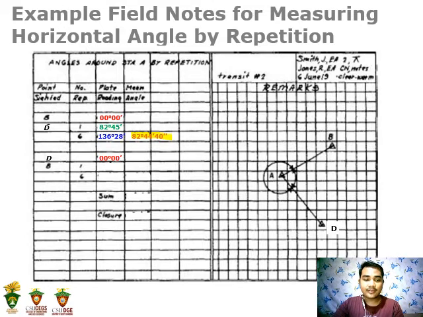Next is the exterior. The initial reading is 0, 0, the first reading is 277, 15, and for the sixth reading we got 2, 2, 3, 32. Therefore, the mean angle from our solution is 277, 15, and 20. When we add the interior and exterior angles, that is equal to 360 degrees. Therefore, we have a closure of 0, 0. So that is how to measure the horizontal angle by repetition.